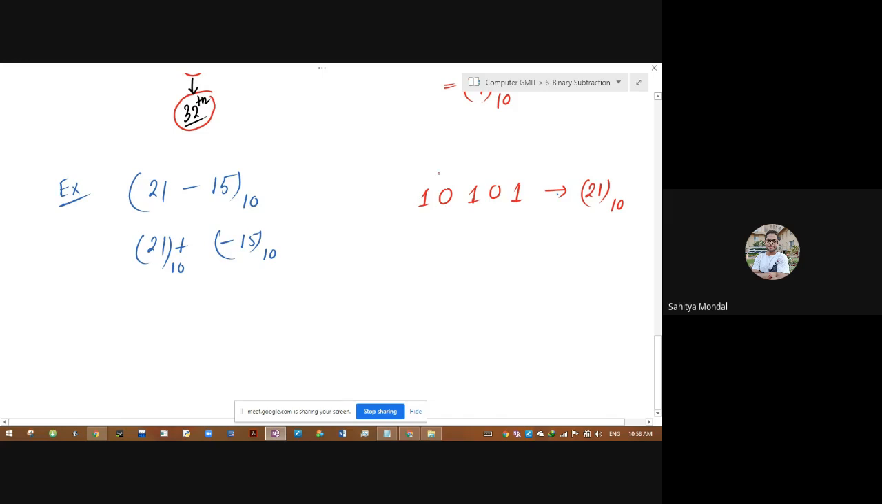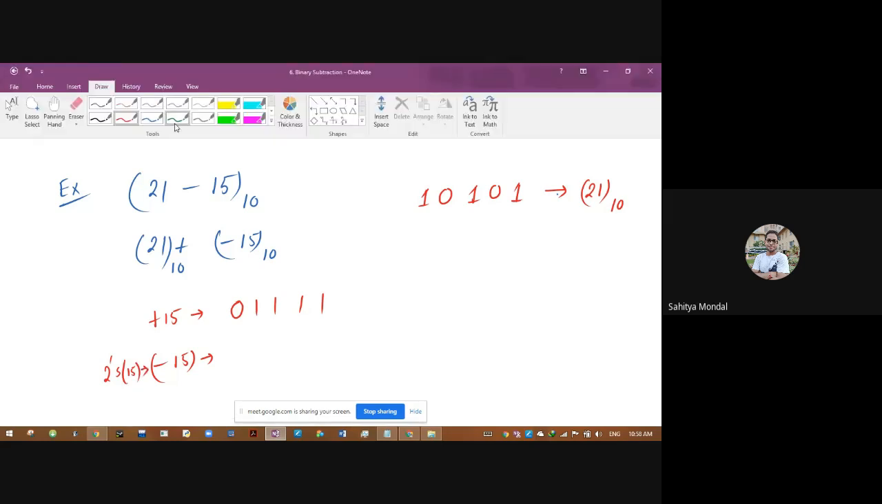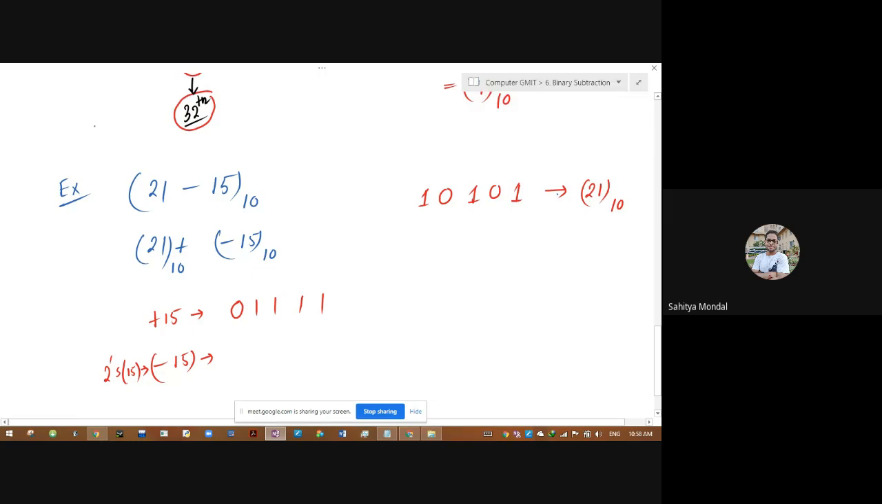Now 21 is the bigger number, so I first compute how many bits there are: 5 bits. What is plus 15? 15 is 1, 1, 1, 1. To be compatible with 21, I have added an extra 0. Now I directly compute minus 15, that is the 2's complement of 15. Now one small trick: how can we directly convert to a 2's complement without first computing the 1's complement and then adding an extra 1? From the right hand side, listen carefully.